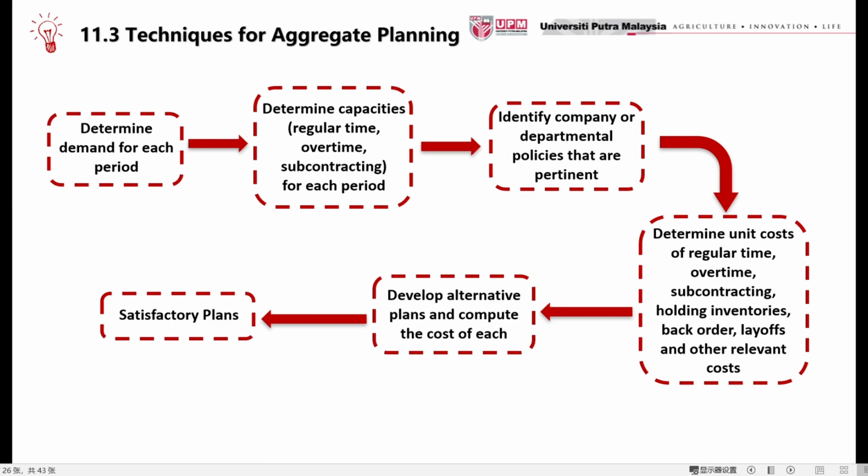Then in step 5, we can develop alternative plans and compute the cost of each. Before step 6, we need to identify whether this alternative plan is satisfactory or not. If the plan is not satisfactory, then we need to come back to step 5 to remake the alternative plan.